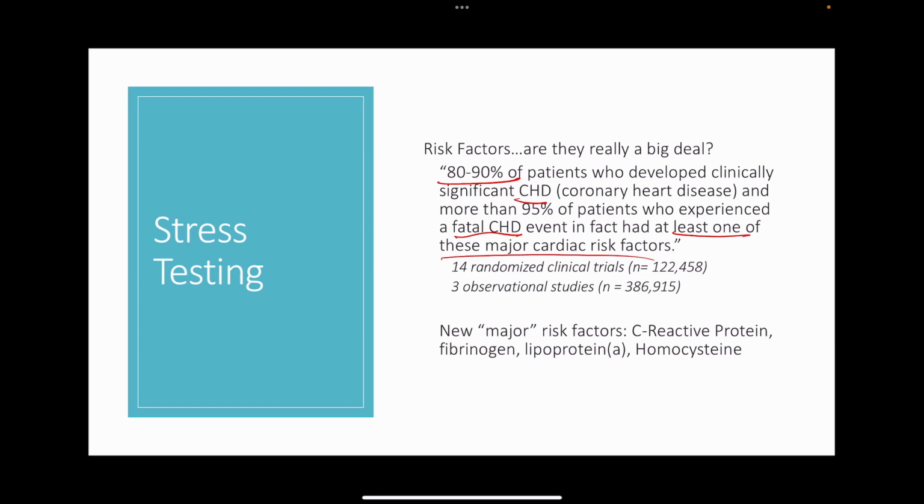Okay, new major risk factors: C-reactive protein. What is that going to tell us? Inflammation. Fibrinogen. What's that going to tell us? Clotting. Remember, obstruction is developed via a clot and clotting mechanisms. So if we have high fibrinogen, we could be high risk for clots leading to ischemia and obstruction. Lipoprotein little a and homocysteine, again, markers of inflammation. And lipoprotein little a has to do with LDLs.